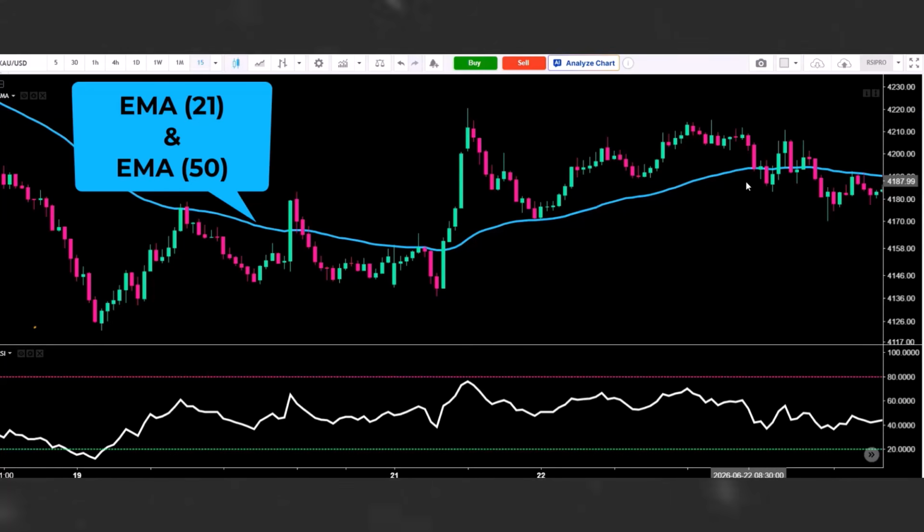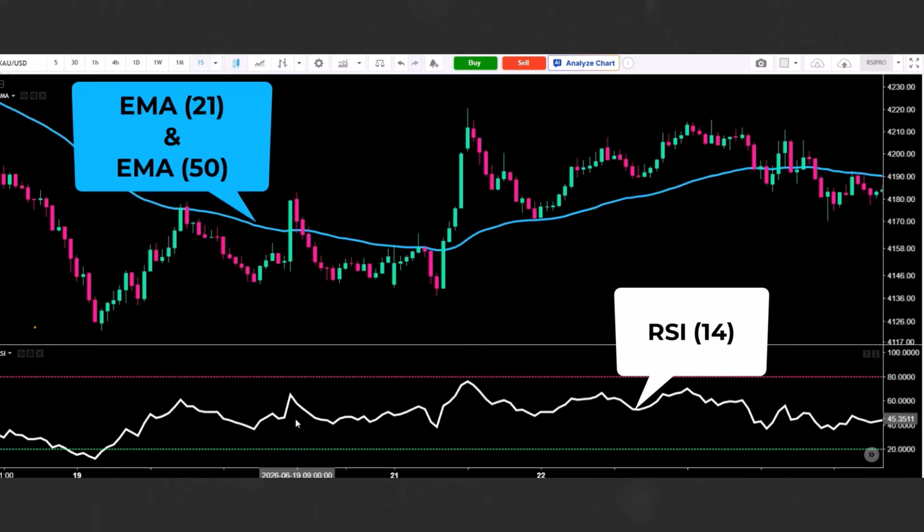Now let's adjust the RSI. In scalping, we used RSI 7 or 9 for speed, but for intraday, speed can be your enemy. If the RSI is too fast, you will get many fake signals. For this reason, we go back to the standard setting, RSI 14. RSI 14 is much smoother. It helps you stay in a trade longer and avoids the noise of the market.